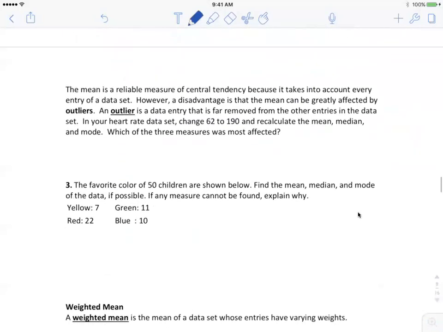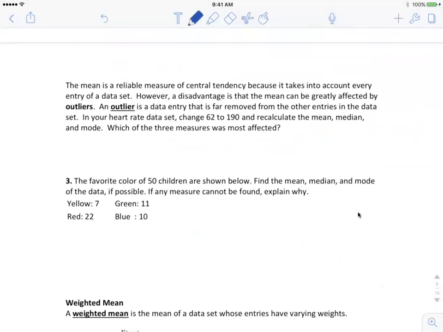Okay. The next thing we're going to look at is a little bit more about the mean. The mean is a reliable measure of the central tendency, right? And the reason for that is it takes into account all of the data values. The one disadvantage is that it can be greatly affected by outliers, which is a value that's just far removed from the others, okay?